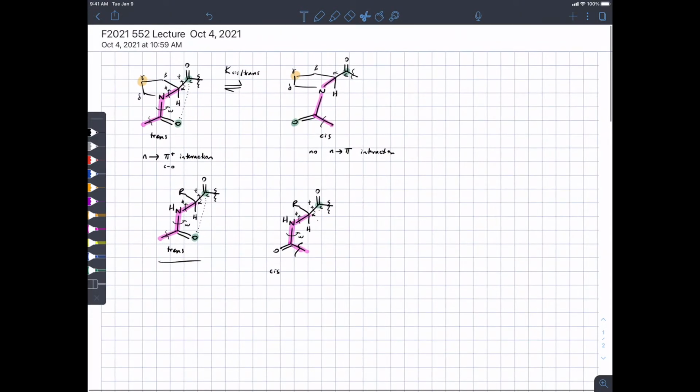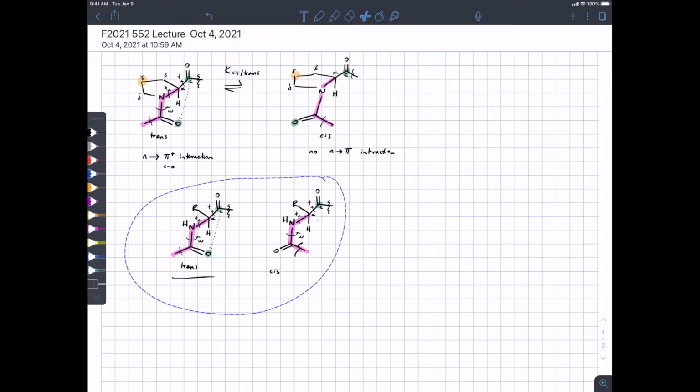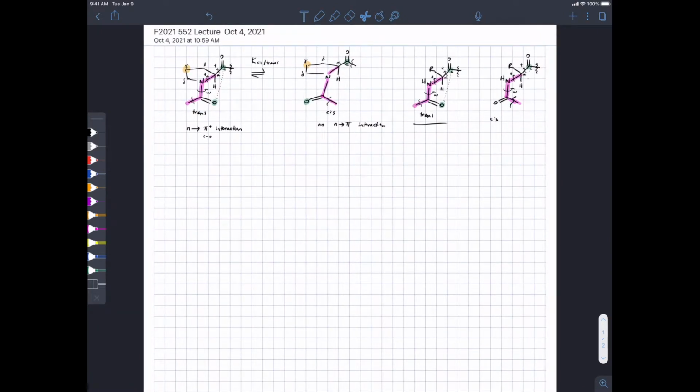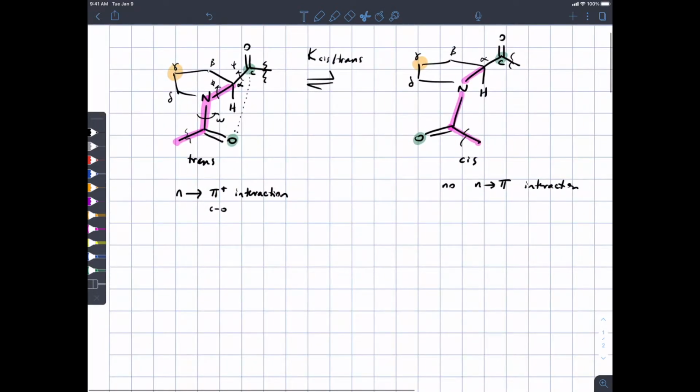All right, so that's one layer. For the discussion today, just think, okay, trans configuration is slightly more stable than cis because of what I've told you is an n to pi star interaction. We'll talk about that a little bit later. But how might the gamma carbon influence that equilibrium?